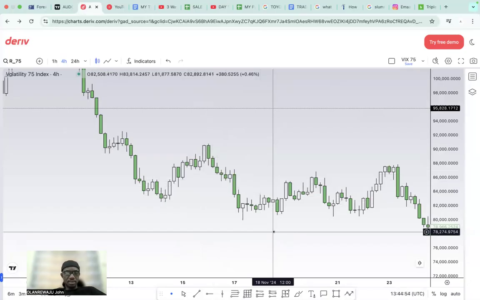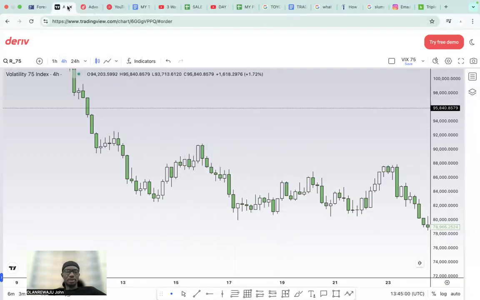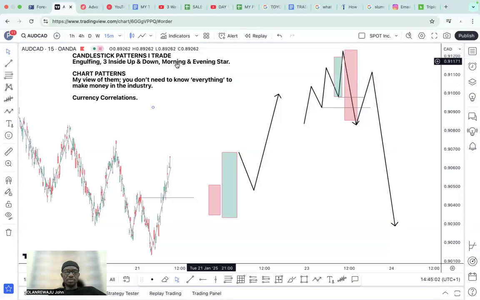That's it, guys. That's how it works for me, mostly. And then what's the third candlestick pattern? The third candlestick pattern is morning and evening star.